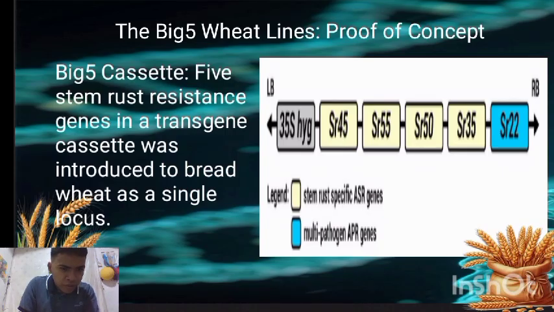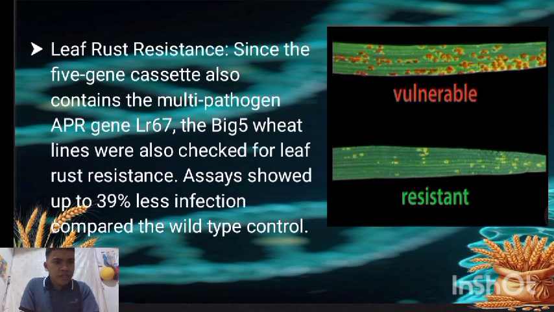The yellow or brown color is the stem rust specific ESR all-stage resistance gene, and the blue color is the multi-pathogen or EPR genes. Since the 5-gene cassette also contains the multi-pathogen EPR gene LR65, 67, the Big 5 wheat lines were also checked for leaf rust resistance. Assays showed up to 39% less infection compared to the wild type control.